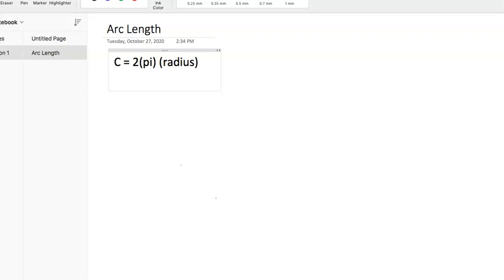It's not going to be given to you: circumference equals 2 pi r. If you don't know that, then you really can't solve it. The rest is pretty easy. So let's go through a question.